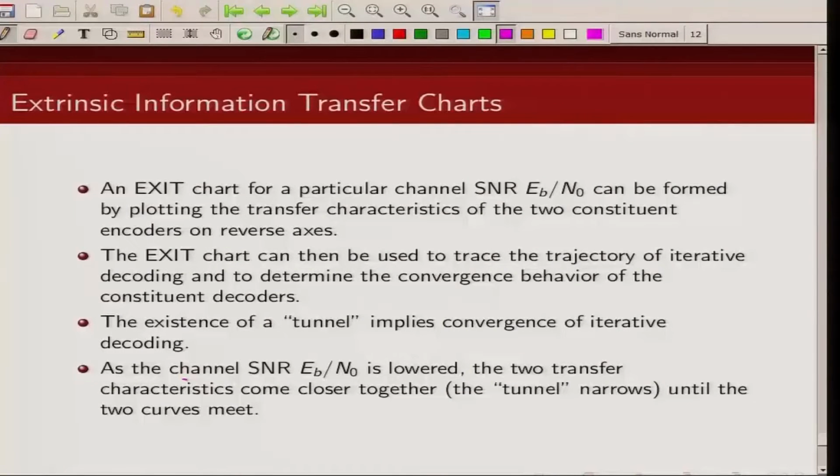Now, what happens if we reduce the channel operating SNR? If we reduce channel operating SNR, then these curves come closer until a point will come when they will barely touch, or they will just touch and cross each other. So, the minimum SNR where there is a tunnel, that is your decoding threshold.